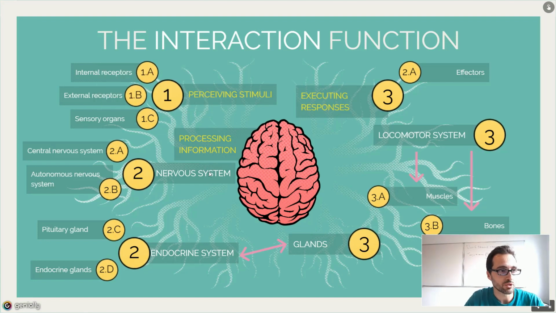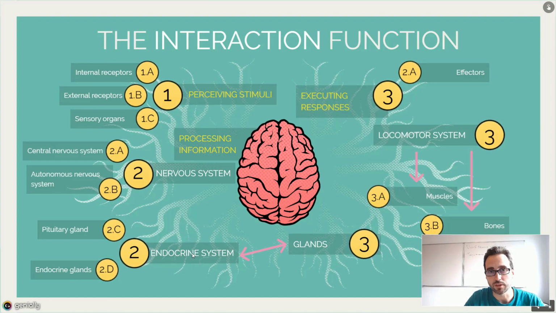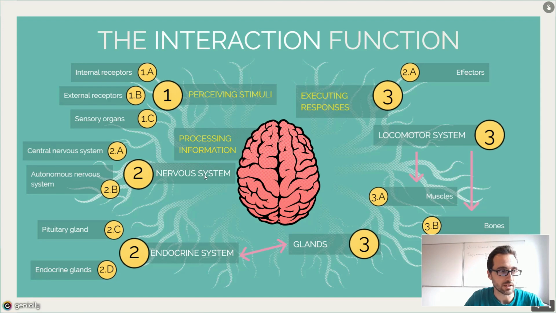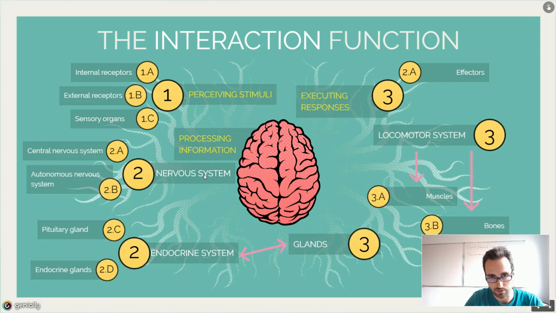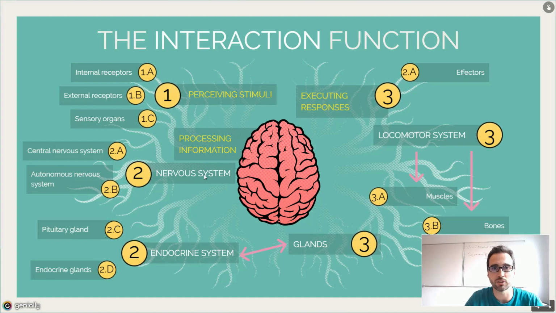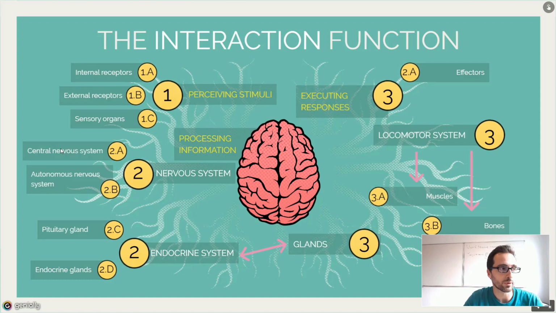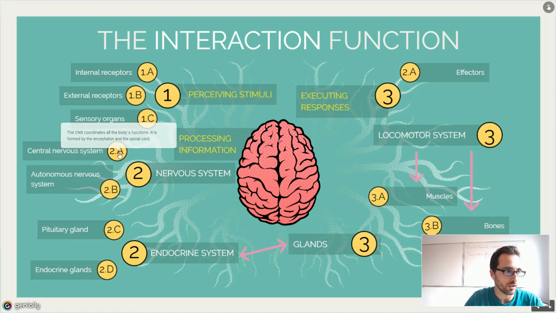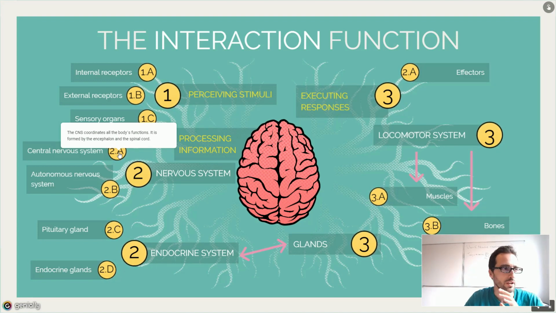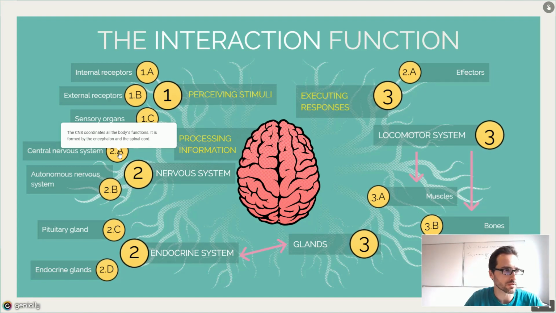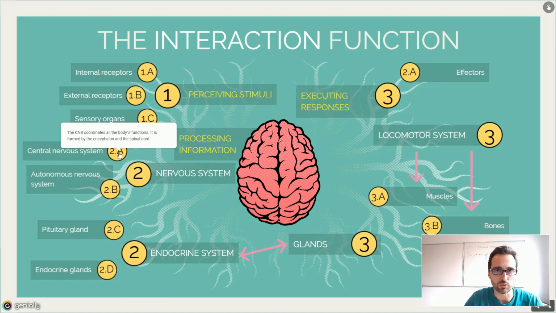Okay, the nervous system and the endocrine system are complementary. Remember, in the nervous system we can process the information that we take from the receptors, no matter if they are internal or external. So the nervous system is composed of the central nervous system. This central nervous system coordinates the bodily functions, and it is formed by the encephalon and the spinal cord.